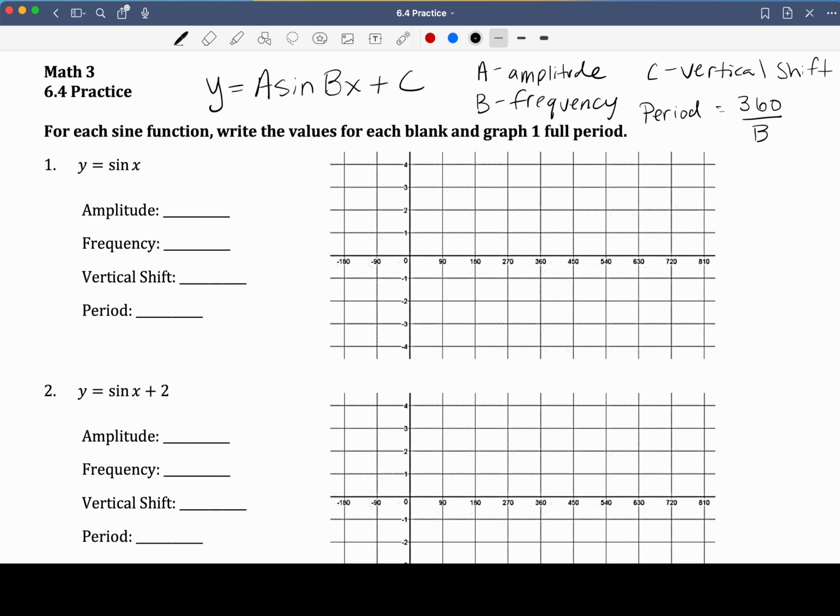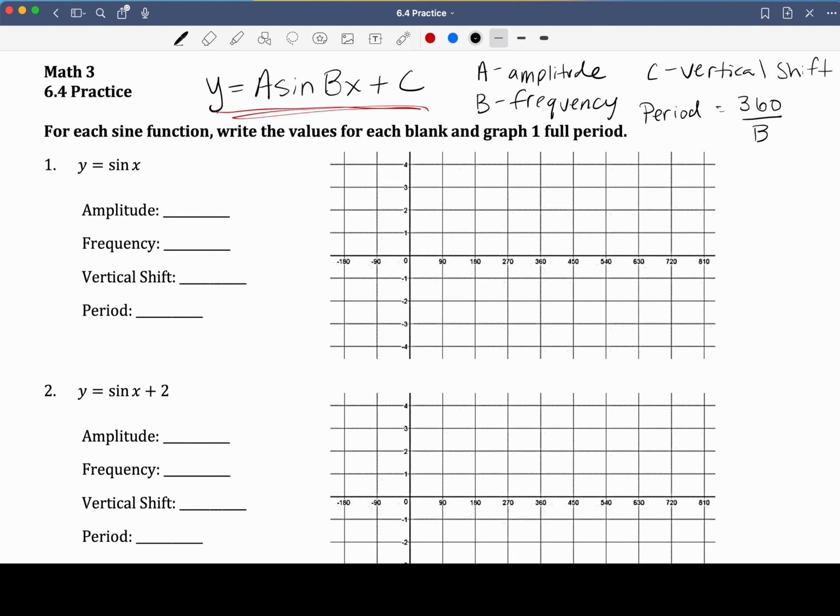Our period, because we're working in degrees, is 360 divided by our frequency, which is b. So let's go ahead and use all this information as a general guide here. We're going to go through and find these four pieces, and then use those four pieces to help us graph. So number one, we have y equal to sine of x.